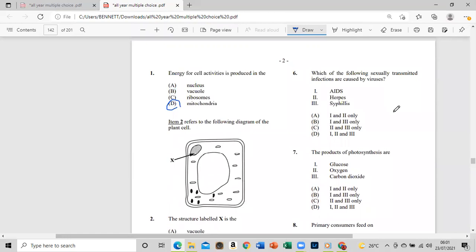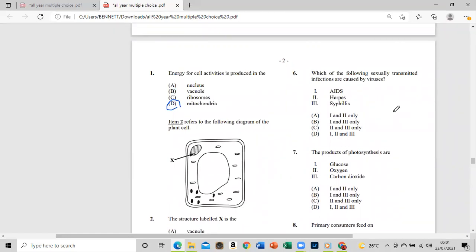Which of the following sexually transmitted infections are caused by viruses: AIDS, herpes, syphilis? And guys, I don't wish this for no one, all right? And it is A, 1 and 2 only. So it's AIDS and herpes.